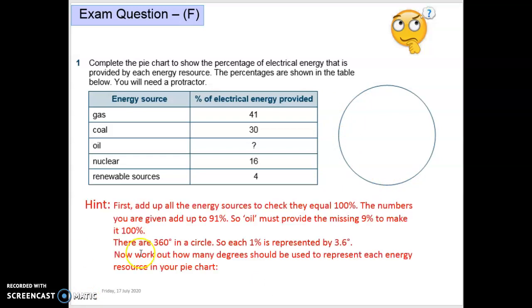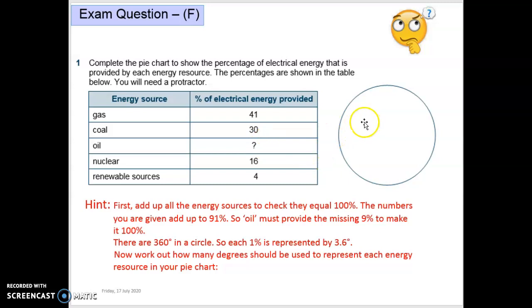Okay, well here's a hint if you can't. First of all, check these numbers add up to 100. Okay, because it's percent, that means out of 100. And they don't, so they add up to 91%. So our missing number here must be oil at 9%.